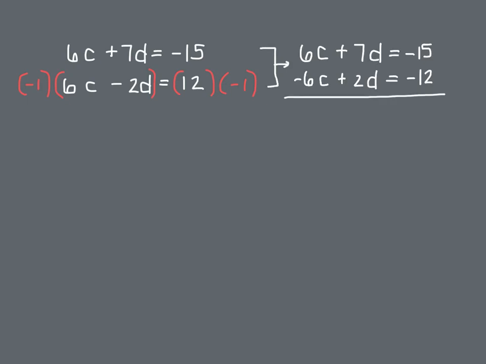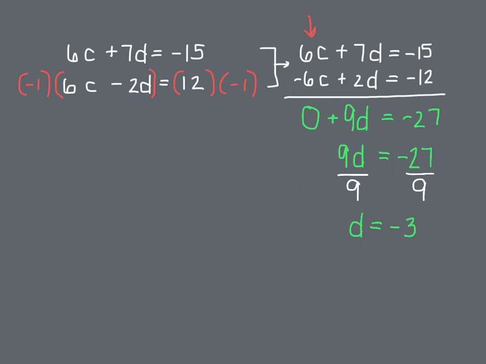By multiplying the second equation by negative 1, when I combine like terms, the c variables will cancel out. 6c minus 6c is 0. 7d plus 2d is 9d. And negative 15 minus 12 is negative 27. Now I have an easy equation with one variable that I can solve.